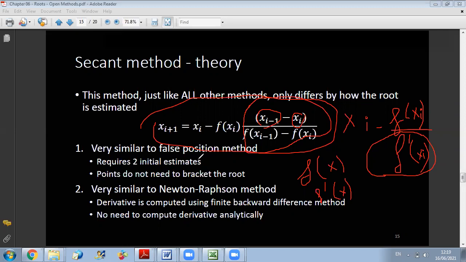I understood. Okay, now let's just do an example. Yes, it will be clearer in the example. Exactly.